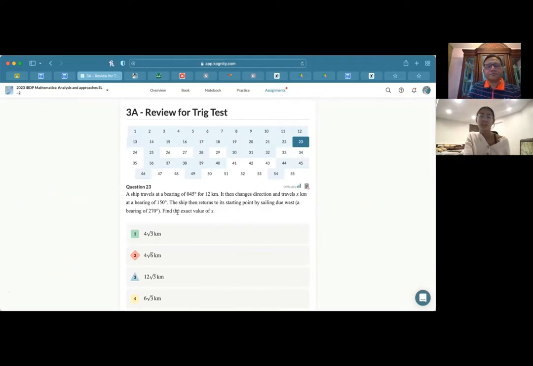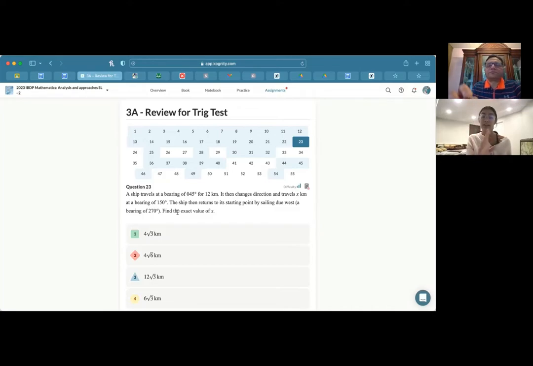So a ship travels at a bearing of 45 degrees for 12 kilometers. It then changes directions and travels x kilometers at a bearing of 150 degrees. Then the ship returns to its starting point by sailing due west, a bearing of 270 degrees. Find the exact value of x.